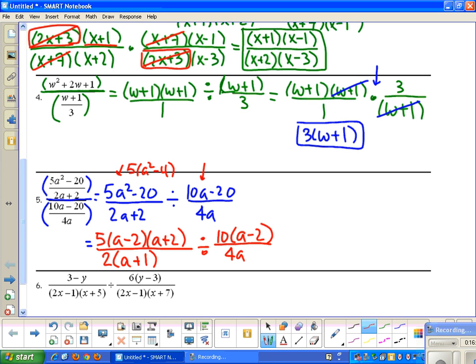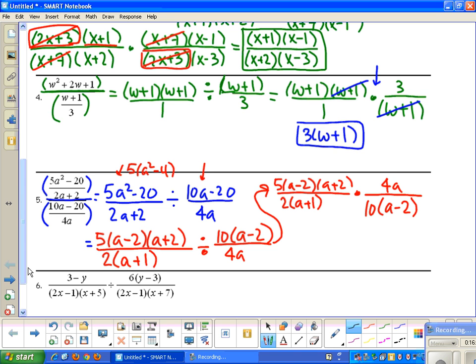Now remember, I don't want to leave my equation like this. I want to flip my second term because it's division. We want to change it into multiplication, so I'm going to do that up here. So I'm going to rewrite it 5 times a minus 2 times a plus 2 divided by 2 times a plus 1, and then multiplied by 4a over 10 times a minus 2. So now I want to look for common factors between my numerator and denominator that I can cancel out. So a minus 2 and a minus 2 would be gone.